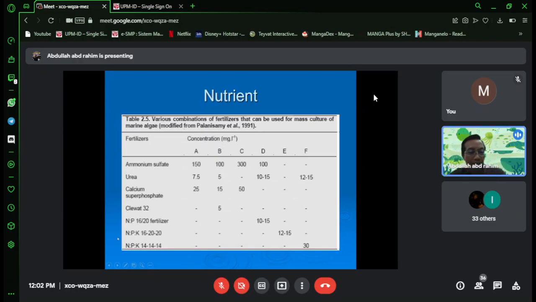You can even use any of the fertilizer that contains nitrogen and phosphorus to encourage growth of your microalgae, because microalgae also requires nitrogen, phosphorus, potassium, all this. All right.